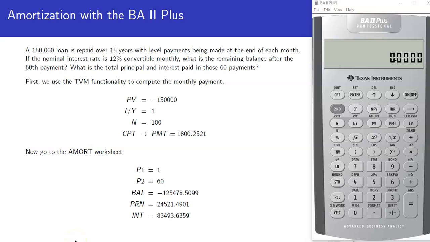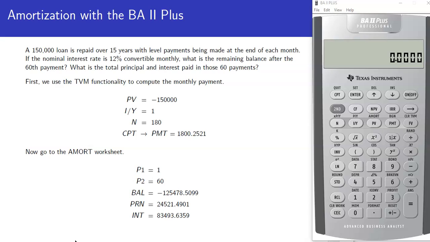In this video, we're going to demonstrate some of the functionality of the amortization worksheet on the VA2 Plus. So let's suppose we're paying back a $150,000 loan with level monthly payments at the end of each month over the course of 15 years. Let's say we have a 12% interest rate convertible monthly.